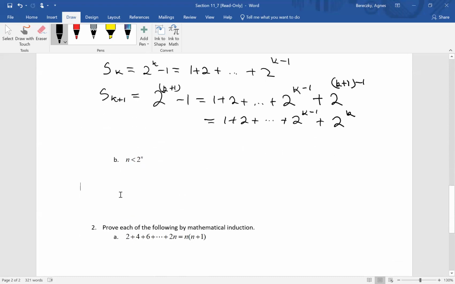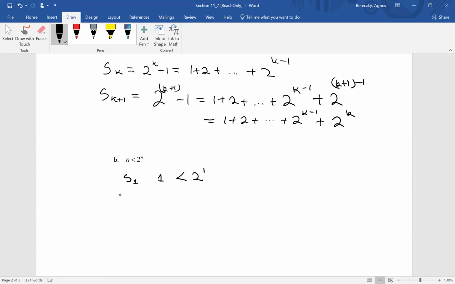For the second example, B, first would be S1, which means 1 is less than 2 to the first power. Sk would be k is less than 2 to the k power. And Sk plus 1 means k plus 1 is less than 2 to the k plus 1 power. So right now we just represented S1, Sk, and Sk plus 1.